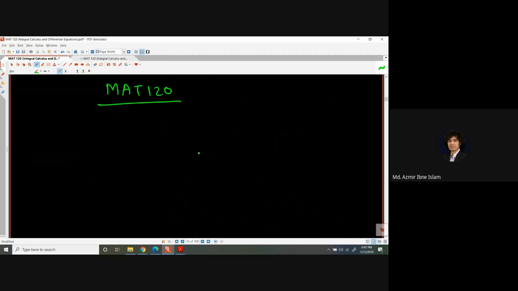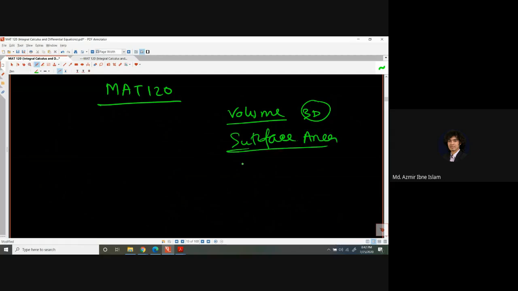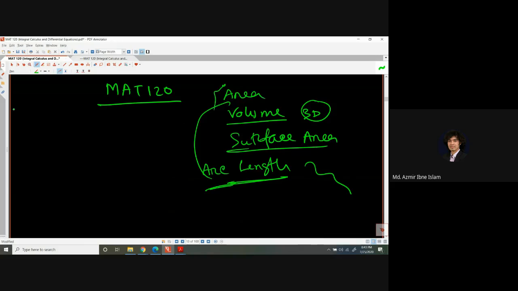or arc length. That means integral calculus is applied to find the volume of a three-dimensional shape. It is applied to find the surface area. It is applied to calculate the length of any curve. That's why it is called arc length. Besides all these things, the common part is also finding area. So integral calculus deals with all these things.